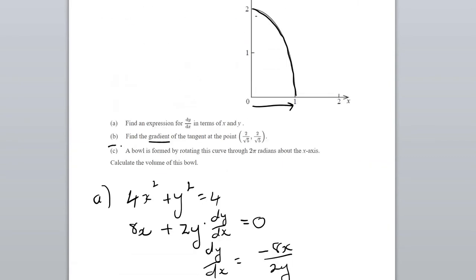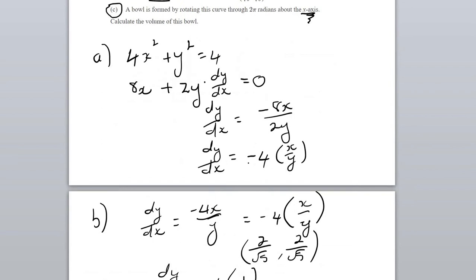Now let's focus on part C here, because this is why we are here today for the volume of revolution. Now they say, a ball is formed by rotating this curve through 2 pi radians about the x-axis. So it means we want to rotate this curve around the x-axis 360 degrees or 2 pi. Calculate the volume of the ball.